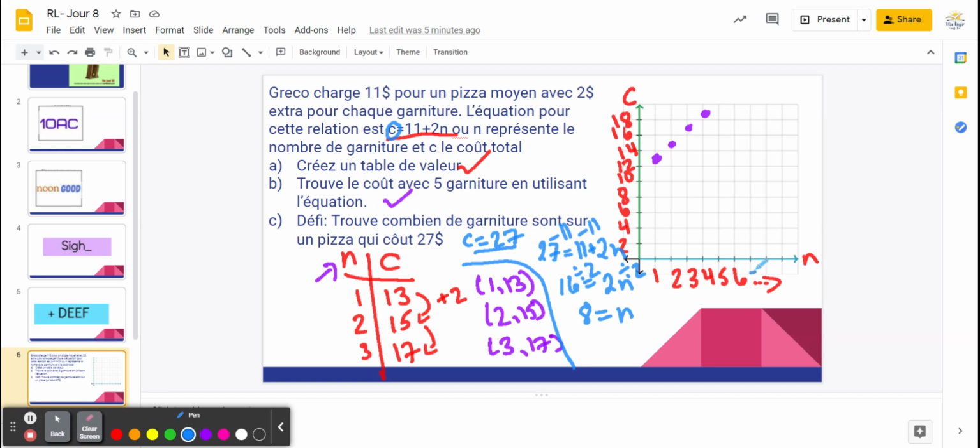And if we were to continue this graph on, we could see that it would continue on, and when I had 8 is when I would be paying $27. Okay.